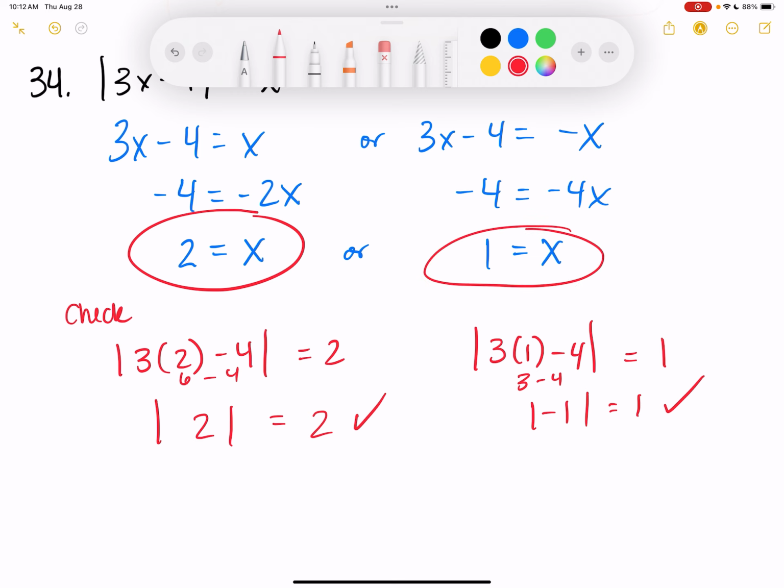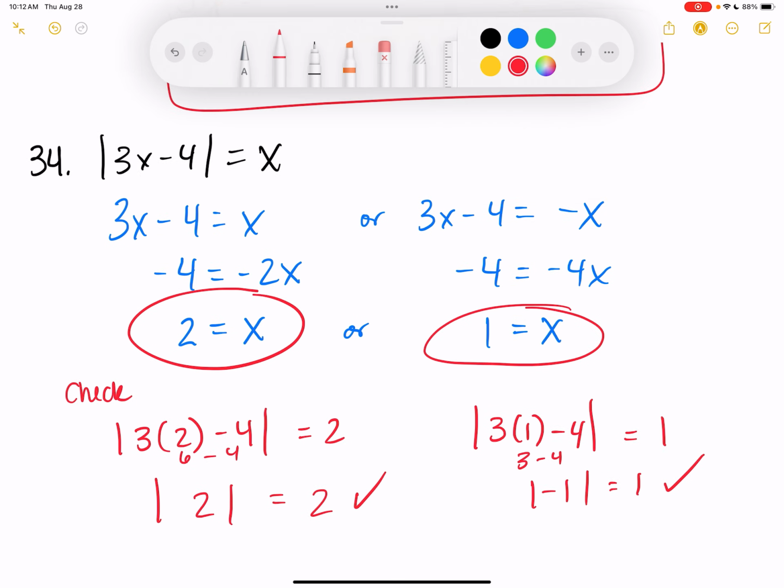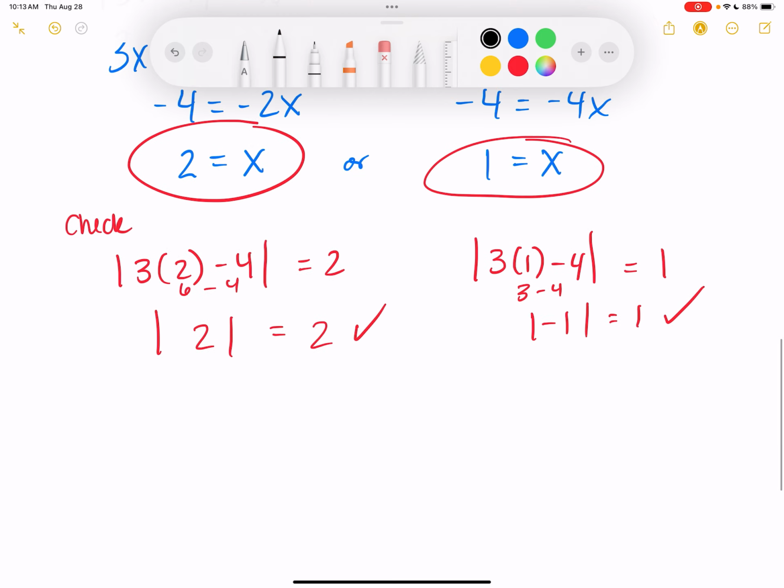A lot of times only one will work. This one, they both happen to work because both of these were positive and it was just an x out here. So I could say right away that it was going to work because this was going to be a positive number. But with 38, this one is the absolute value of 9 minus 2x is equal to 10 plus 3x. Since this is more of a problem out here, I'm going to need to check and make sure that it works, more so than the other ones.